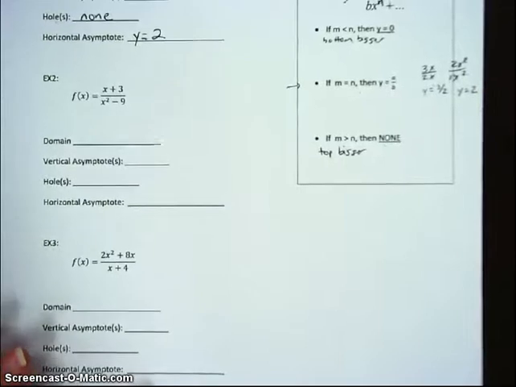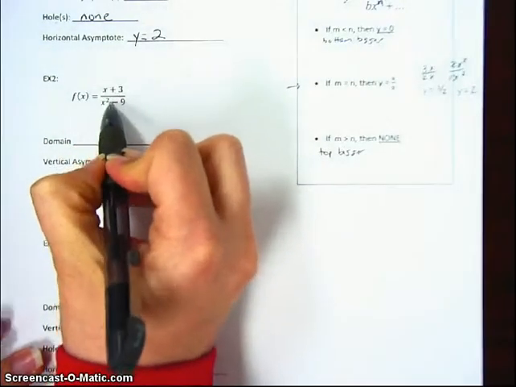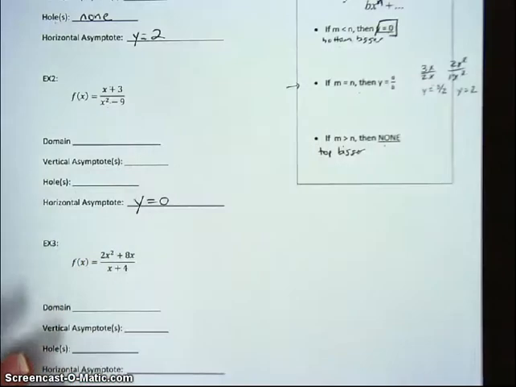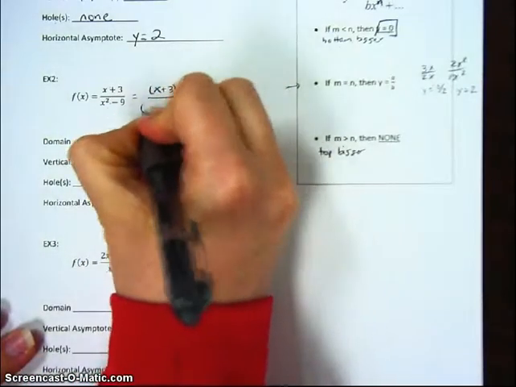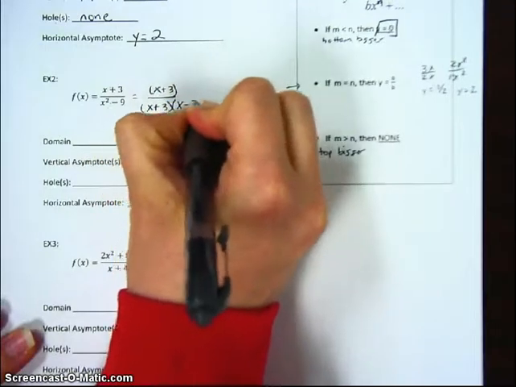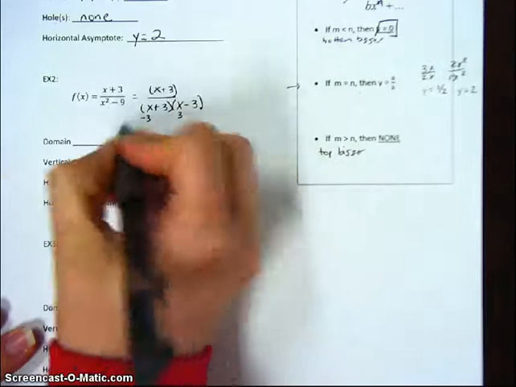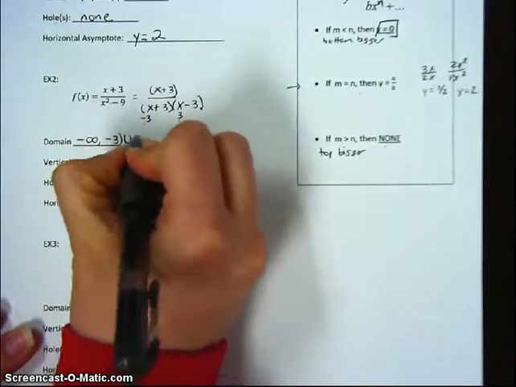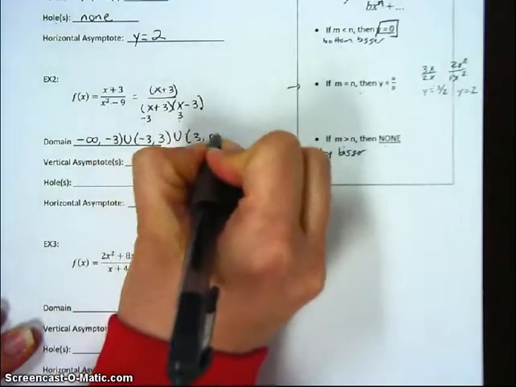When we look at example 2, we've got x to the first power over x to the second power. The bottom is bigger, so it's going to be at y equals 0. So the horizontal asymptote is y equals 0. Now we're going to go into our factoring. We've got x plus 3 over x plus 3 times x minus 3. Things that make my bottom 0 would be negative 3 and positive 3. So least to greatest, negative infinity to negative 3, union negative 3 to 3, union 3 to infinity.